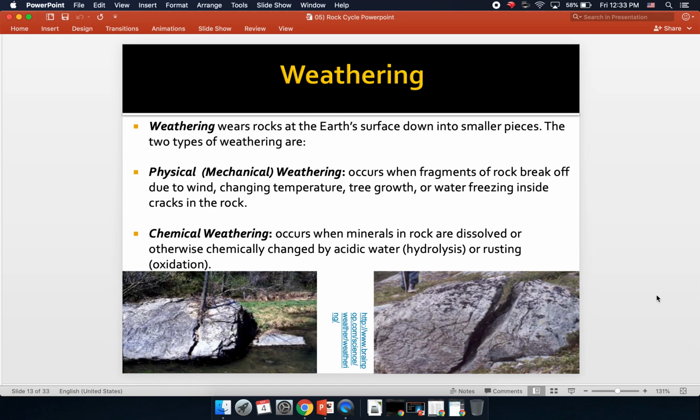So in earlier science classes, a lot of times weathering and erosion are kind of placed under the same umbrella, and it's just all called erosion. But to be more specific, there are two different processes. Weathering is the process that breaks the rocks down. Erosion is any process after that that moves the pieces.